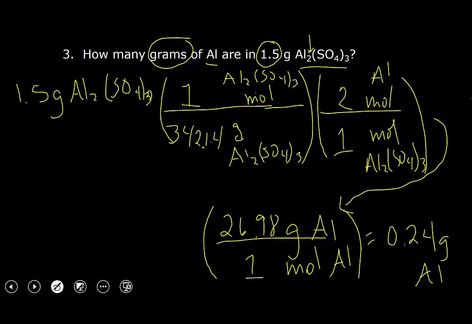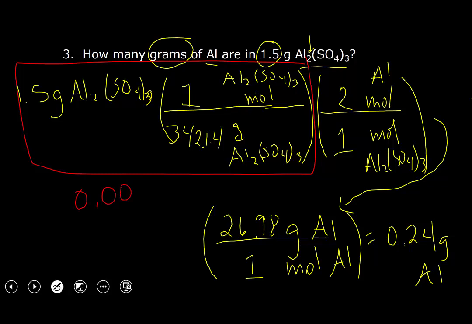Okay, this is one way to do this. There is another way. It's a little bit shorter. This right here is what we did in step 2. So whatever you figured out in step 2, which is 0.0044 moles of Al2(SO4)3, we can substitute that into there, and it will give you the same answer.